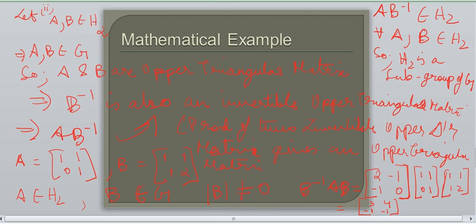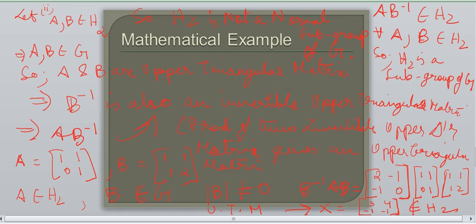So is this an upper triangular matrix? No. This is not an upper triangular matrix. Upper triangular matrix, is it? No. So this does not belong to H2. Understood? Does not belong to H2. So is H2 a normal subgroup now? No. So H2 is not a normal subgroup of G.